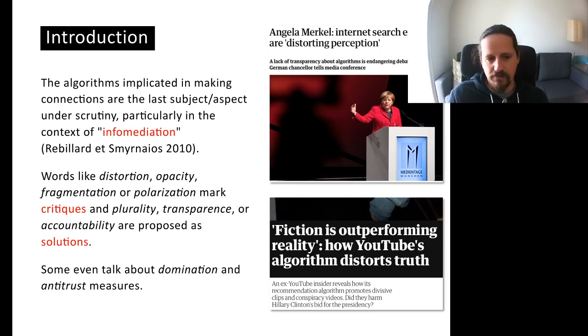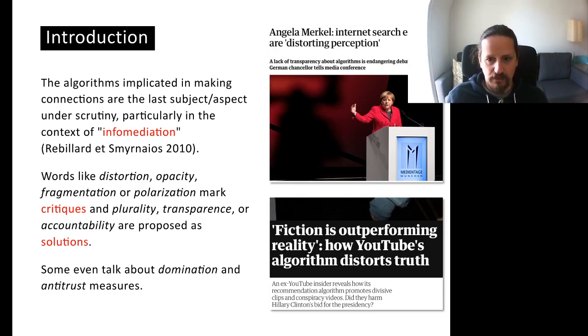And again, terms like distortion, opacity, but also fragmentation and polarization, political polarization, they appear in those critiques that we see now more and more often. And then terms like plurality, transparency, or accountability are really proposed as solutions.